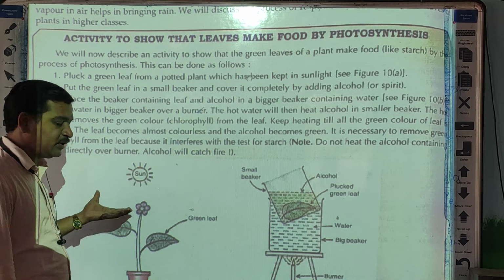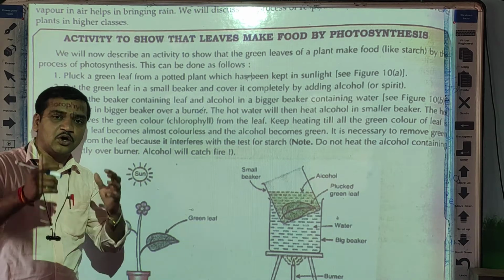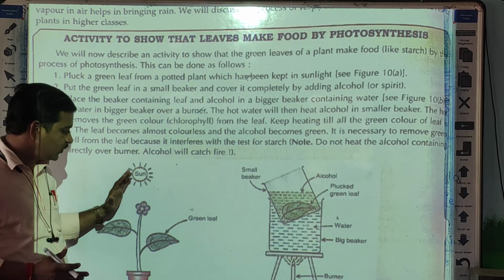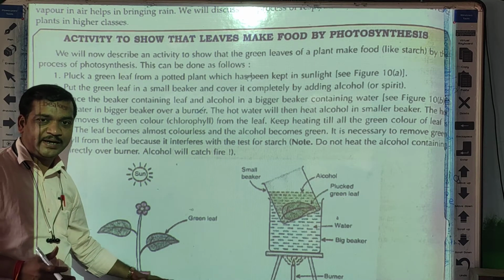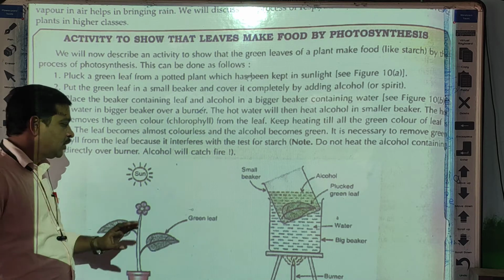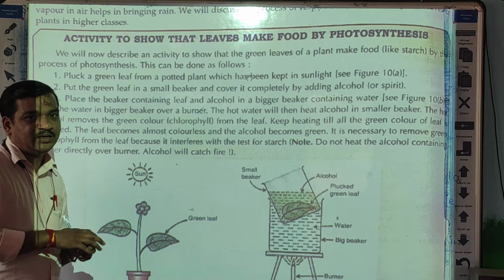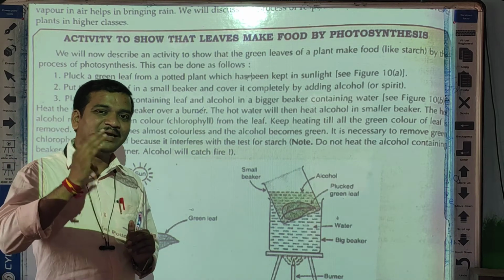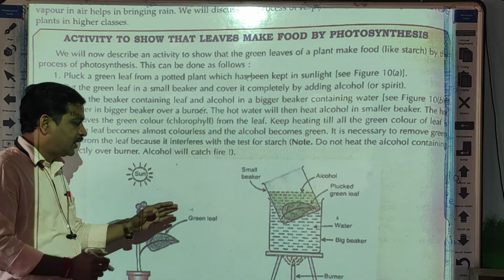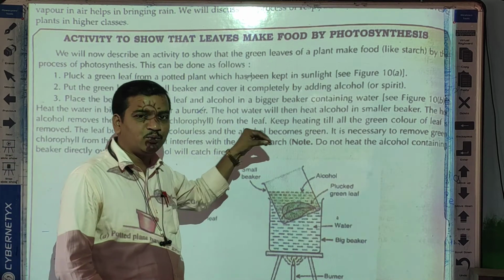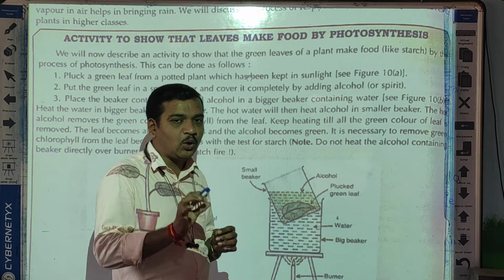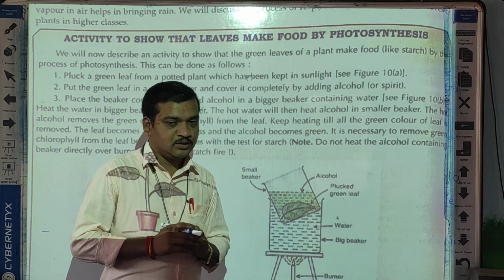First of all, you can take one potted plant which is already kept in sunlight. You can see here one potted plant which has green color seedlings. You can pluck or cut one leaf of the potted plant, and that leaf you can put in a small beaker which contains alcohol or spirit.